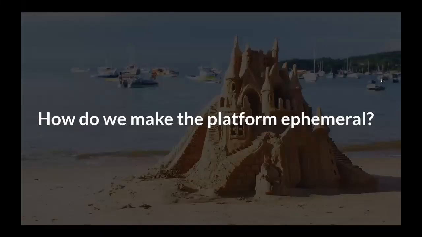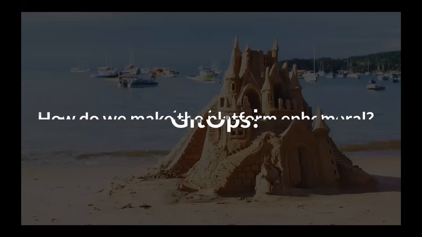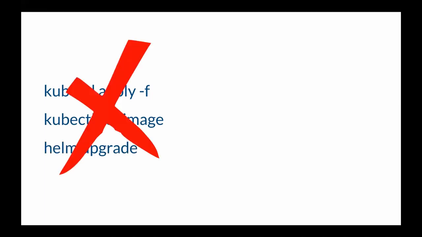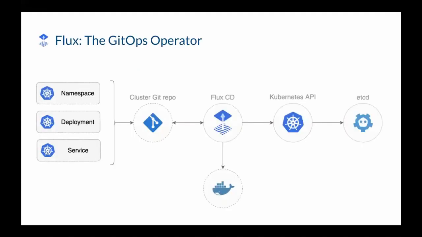So how do we actually make this platform ephemeral? Essentially, everything is driven from GitOps. By GitOps, I mean, when you're used to using Kubernetes, in the example that Cody gave, Cody ran a kubectl apply, or you may run a kubectl set image, or you may run a Helm upgrade. We do none of them. All we do is a git push or a git merge. So how does this work?